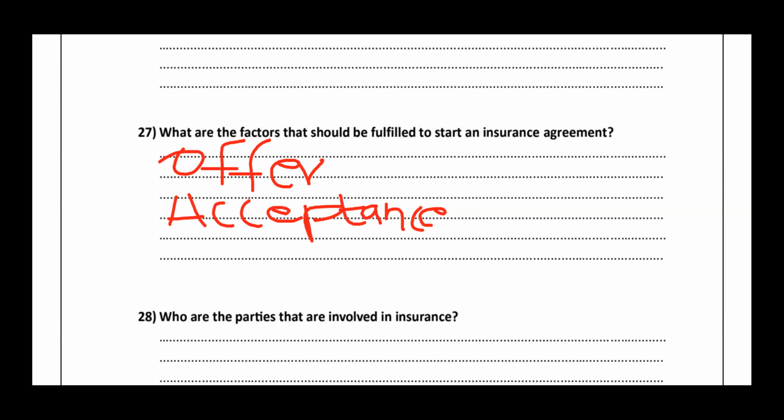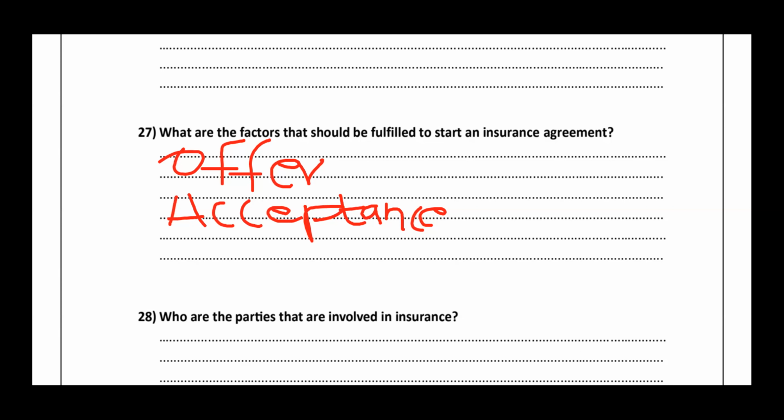Okay, so in the acceptance, what happened? The insurance company will evaluate the offer which is made by the insured. Okay, so he will evaluate whether it's an insurable risk or not, and he will evaluate whether this person has the capacity to continue this insurance policy. Okay, so then only acceptance takes place.